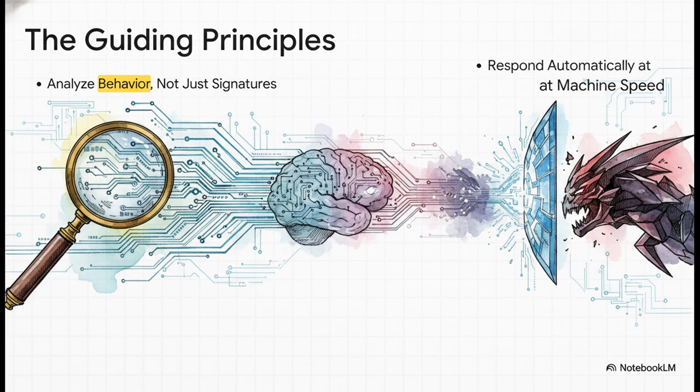This new way of thinking is guided by a totally different philosophy. First, it analyzes what a program does, its behavior, not just what it looks like. Second, it uses all that data to actually predict attacks before they can do any real damage. And third, and this is crucial, it responds automatically at speeds a human could never, ever match.